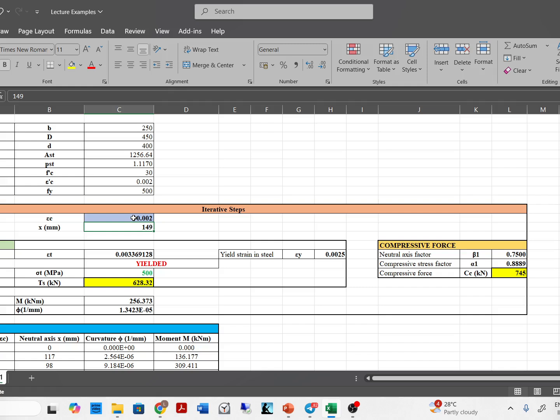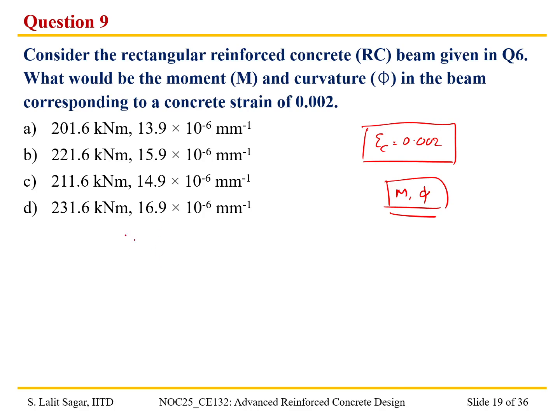As we can see, the compressive force in concrete is much higher compared to the tensile force. So we need to reduce it, and I'm able to balance the compressive force and the tensile force corresponding to a neutral axis depth of 125.6 millimeter. So the value of x is equal to 125.6 millimeter.